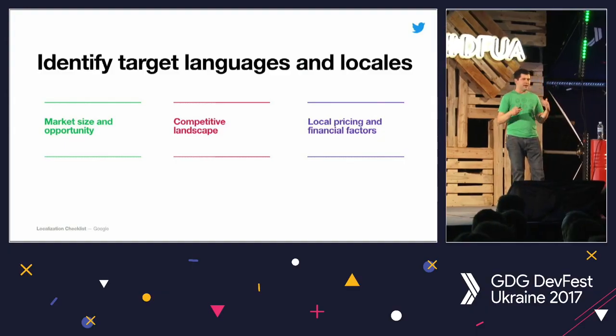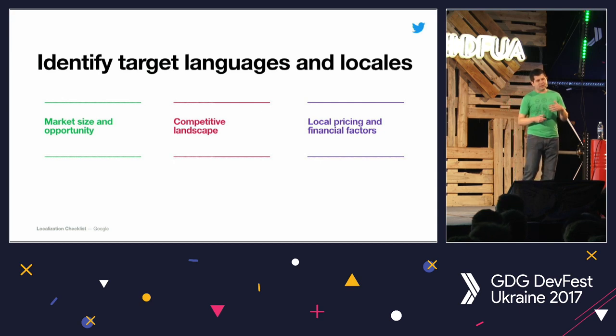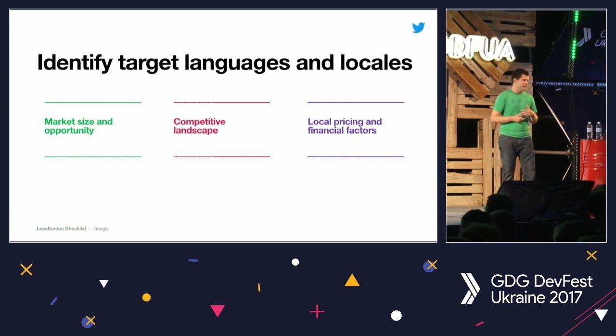So okay, you want to get started. You've decided you want to grow the reach of your market. So what's the first step? The first one is you want to identify your market opportunity. So you want to look at what's the relative wealth of the region you want to target? What is the penetration of smartphones? And what's the population size? If you're going to go through all this effort, you want to make sure you get the biggest bang for your buck. The other thing is you want to consider your competitive landscape.